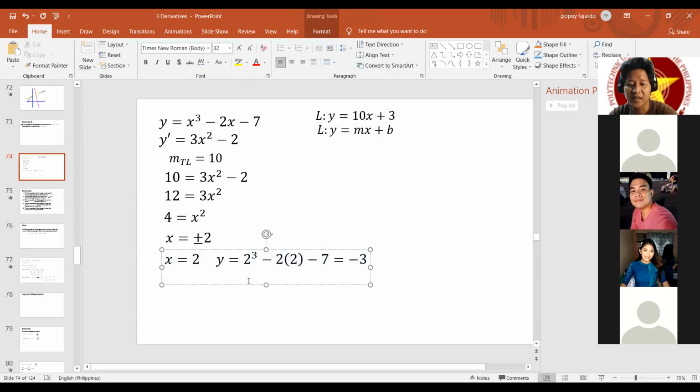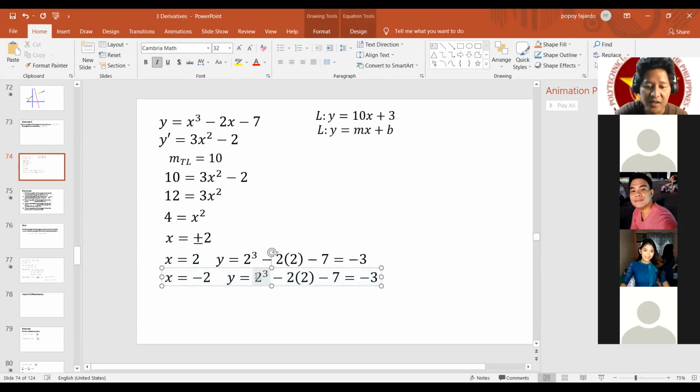Malinaw ba? And then on the other hand, when x is -2, so magiging negative lang ito. So let me place a parenthesis. So -2 cubed is -8. Then this will be -2 times -2, which will be +4. So -8 plus 4 is -4, minus 7. So that would be -11. Right?